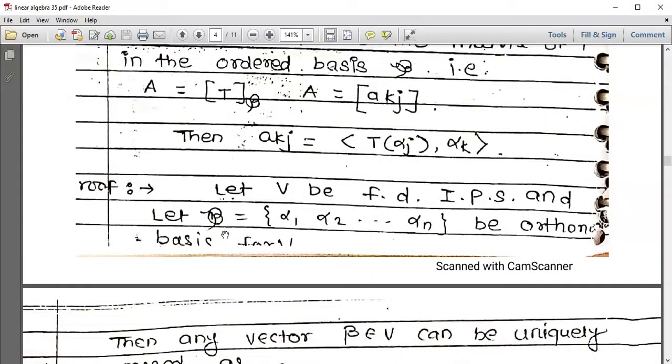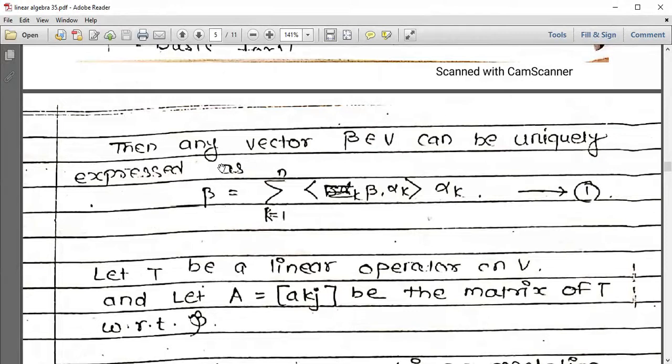Okay, let us see the proof of this theorem. Let V be the finite dimensional inner product space and let beta is equal to curly beta, alpha 1, alpha 2 up to alpha n, be the orthonormal basis for V. Then any vector beta belongs to V, by previous theorems, can be uniquely expressed as beta is equal to summation k is equal to 1 to n inner product of beta with alpha k into alpha k. Give it as equation number 1.